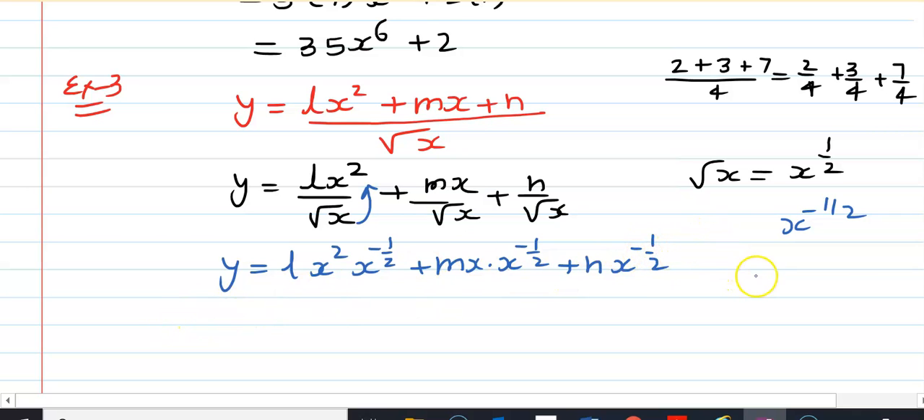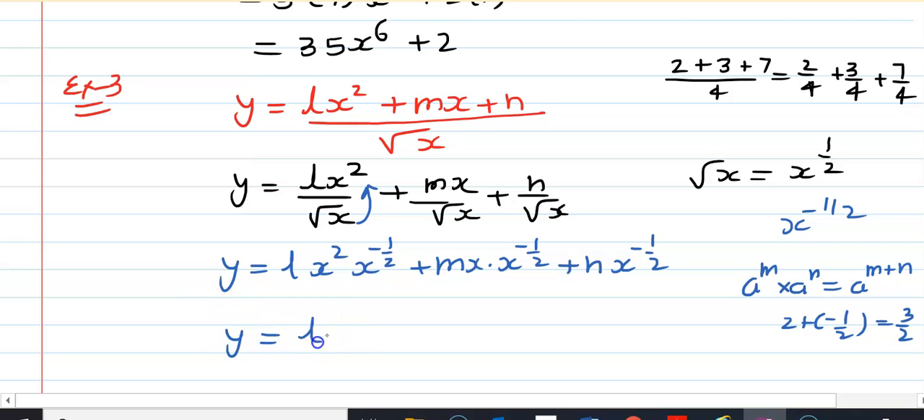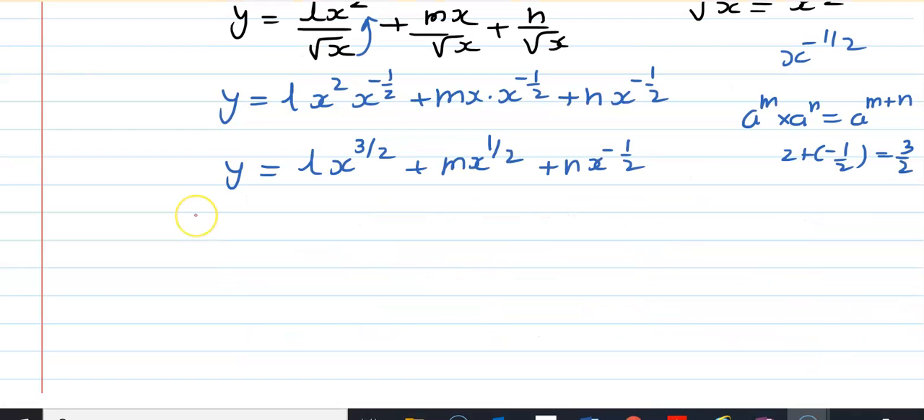Once we simplify, we know this rule, a to the power m times a to the power n, then the powers will add, m plus n. So similarly here 2 and you are adding minus half. So 2, if you add minus half, you will get 3 over 2. So let's write y equals l x to the power 3 over 2, this is m x to the power half, and this is n x to the power minus half, which is already there, so minus half. Is that okay? So the time has come to differentiate.